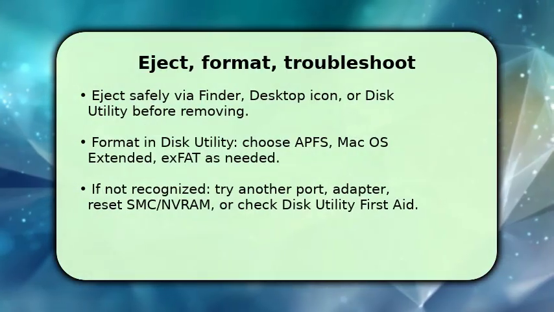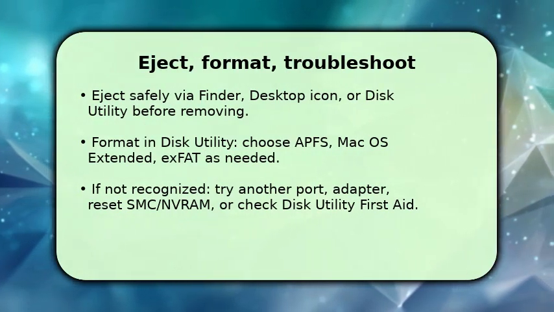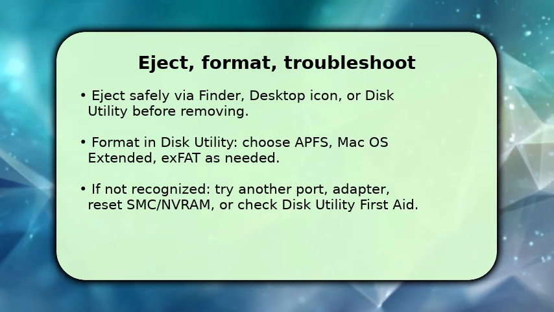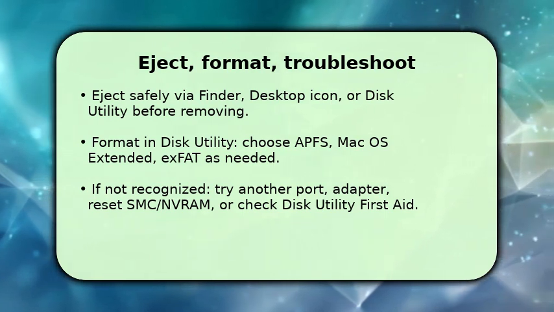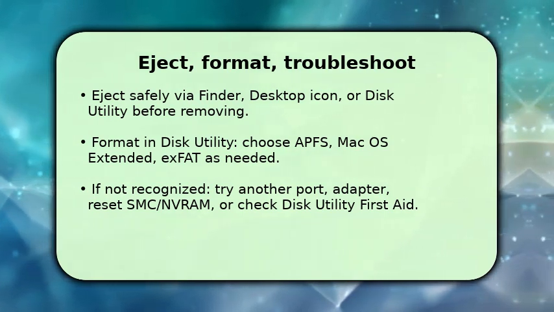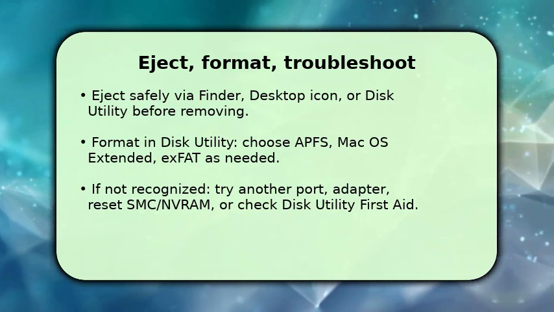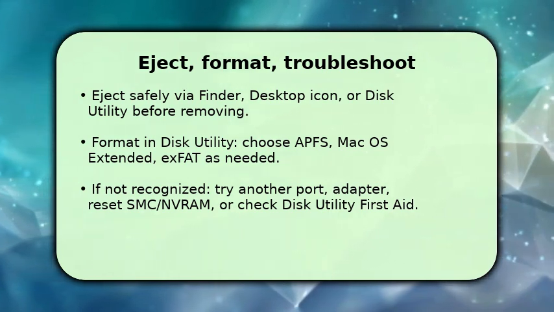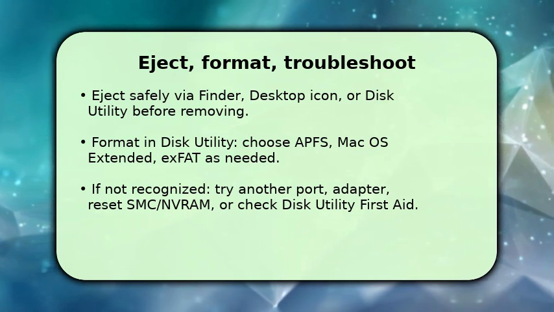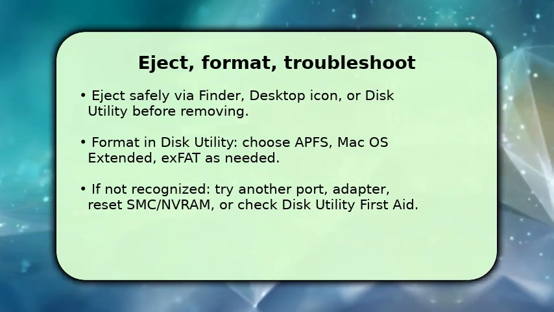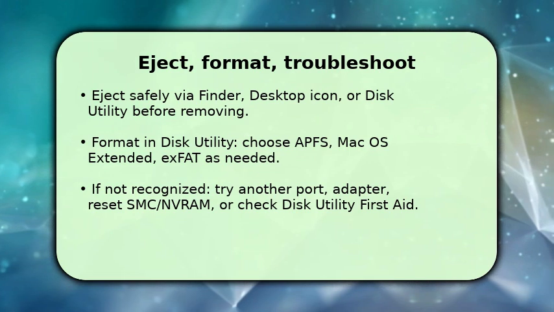To finish, always eject the USB using Finder, the desktop icon, or Disk Utility. Force removal can corrupt data. If you need a different file system, open Disk Utility and pick APFS for internal-like behavior, Mac OS Extended for older Macs, or exFAT for cross-platform use. Erase only after confirming backups.